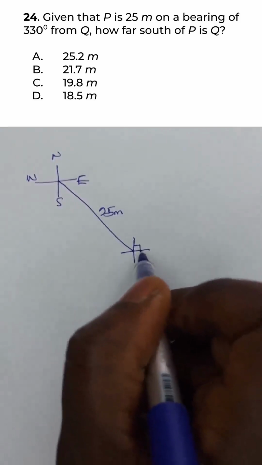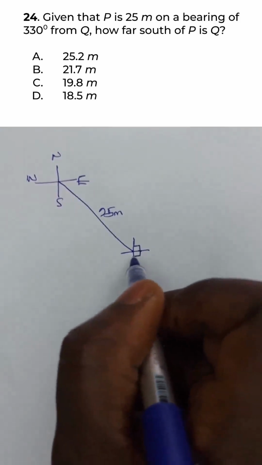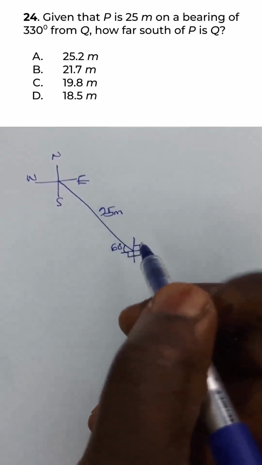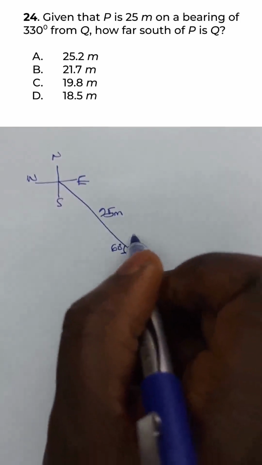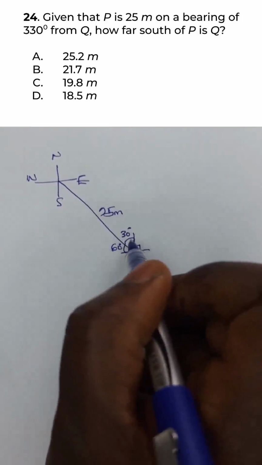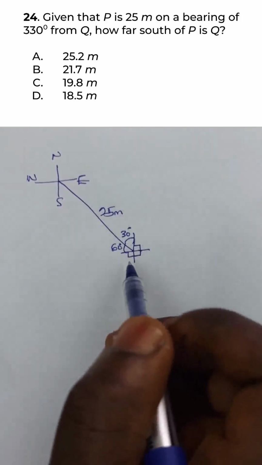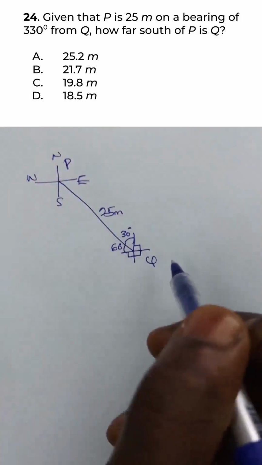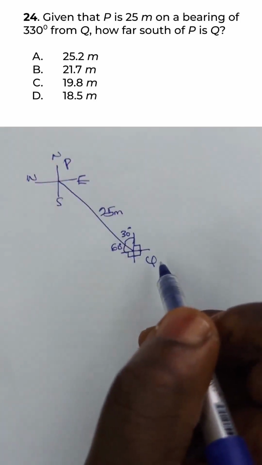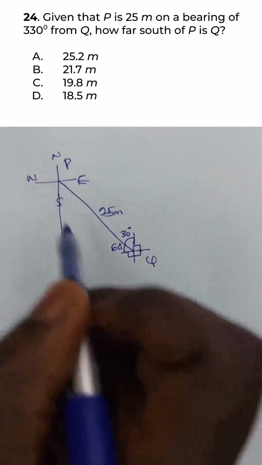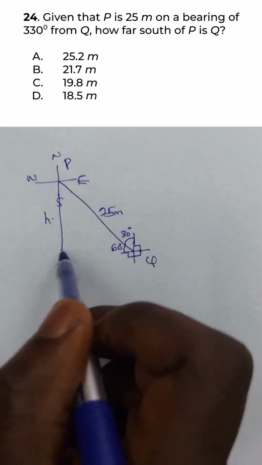Remember, this is 90 degrees, 180, 270. 270 plus 60 degrees is going to give us 330 degrees. So the remaining angle here is 30 degrees. Remember, this is a sketch, it's not drawn to scale. This is point P, this is point Q. The question now is, how far south of P is Q? So we need to calculate, let's call it height.